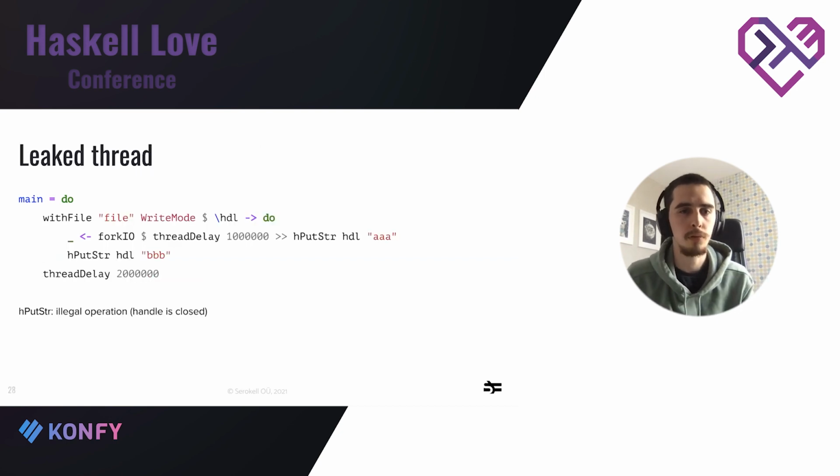And here is an example of a leaked thread. Here we open a file using the withFile function. We pass the file name and open mode. It gives us a handle to this file. And in the callback that we pass here, we use this handle. So we create another thread, which will do something useful for a second. Here we just wait; in reality, we could be reading something, for example. And then it uses the handle to put some data there. And in the parent thread, we just write some data to this handle, and then we exit the callback that we passed to withFile. And then we wait for 2 more seconds.